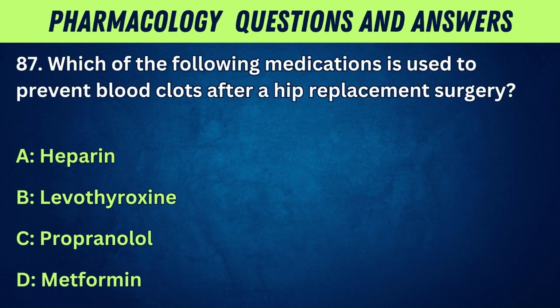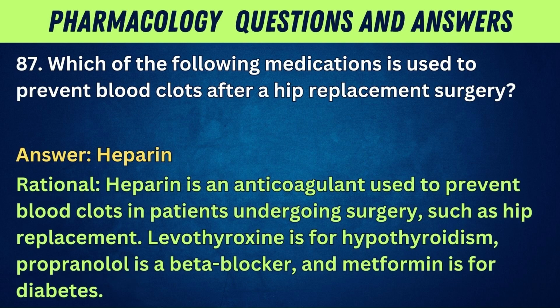87. Which of the following medications is used to prevent blood clots after a hip replacement surgery? A. Heparin. B. Levothyroxine. C. Propranolol. D. Metformin. Answer: heparin. Rationale: heparin is an anticoagulant used to prevent blood clots in patients undergoing surgery, such as hip replacement. Levothyroxine is for hypothyroidism, propranolol is a beta blocker, and metformin is for diabetes.